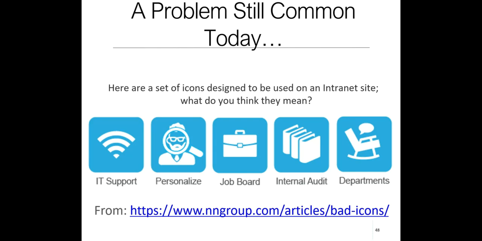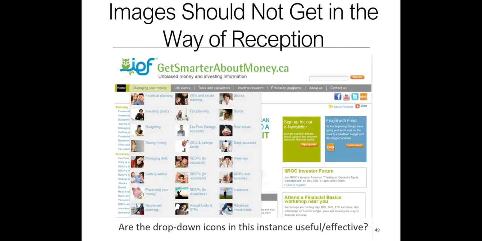And again, if you want to read more, this is a really lovely article from the Nielsen Norman Group talking about bad icons. It's a fun read with additional examples along the same lines. And even if you think that this might be considered extreme, here's another relatively contemporaneous website. Images really should not get in the way of reception. So here we are at getsmarteraboutmoney.ca, and then you click on the managing your money drop down, and then you get helpful images along with all of the items that follow. So financial planning, investment basics, budgeting, saving money, managing debt, getting advice, protecting your money, and so on and so forth.